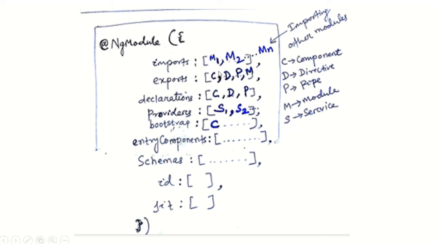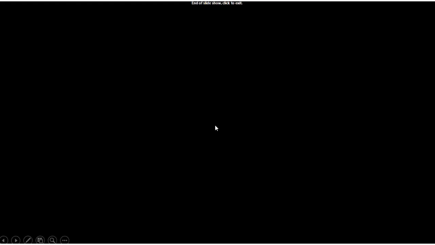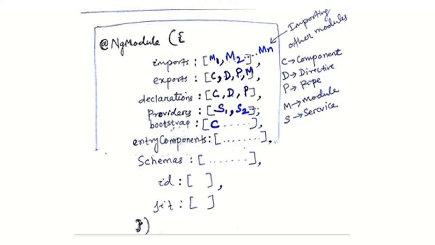Among these, whatever component is declared here should come here. It should not be outside of it. Any declared components can come here. Similarly, there are other portions also: entry components, schema, ID, and so on. We are not going into those now. We will go to them later.